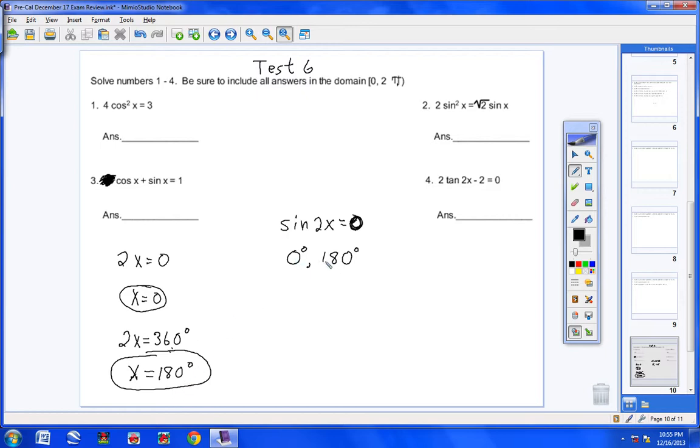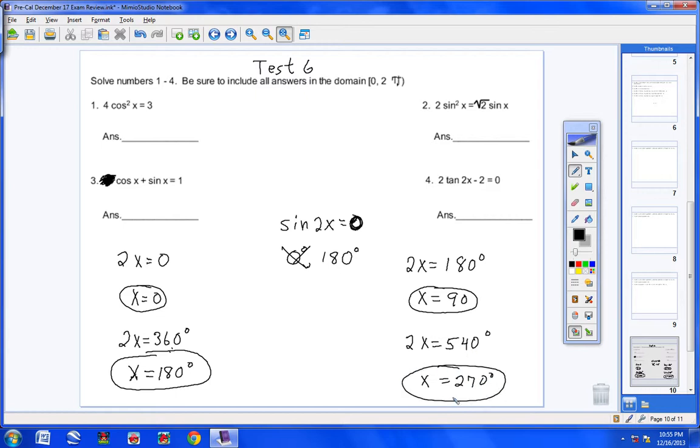Now I've got to consider my 180 degrees. I considered my 0 degrees right here, and I added 360. Now I'm going to try my 180. So 2x equals 180 degrees. Divide both sides by 2, and x equals 90. So there we go. Now I'm going to add 360 to 180, and I'm going to get 540. Then divide both sides by 2, and x equals 270 degrees.